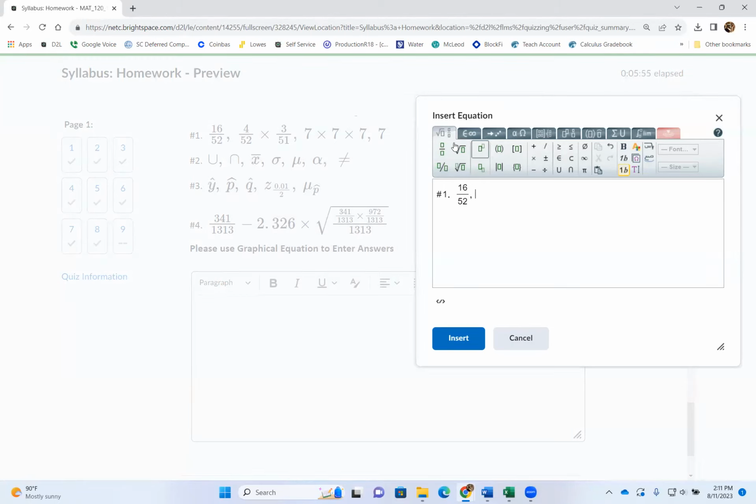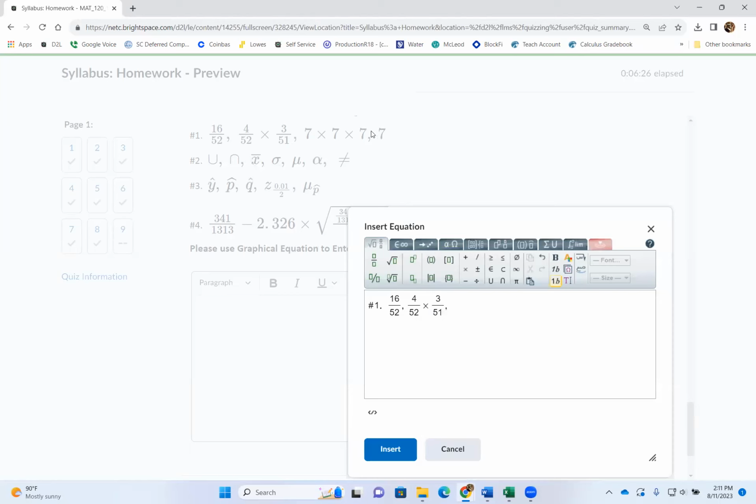All right, I'm going to put my cursor right next to the fraction bar, comma. 4/52 times 3/51, so that's 2 fraction bars. First one, 4/52. All right, the multiplication symbol is right here, another fraction, 3/51. So I'm using a computer, which means I'm also using my keyboard. I type a lot of numbers and letters using the keyboard. All right, comma, space. 7 times 7 times 7.